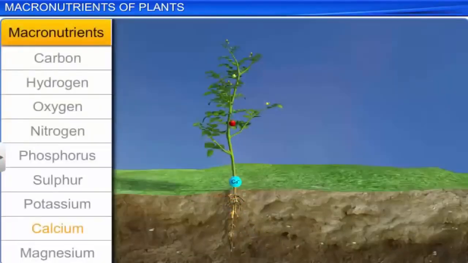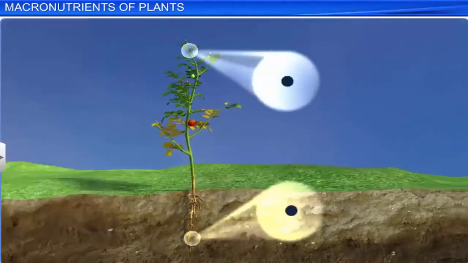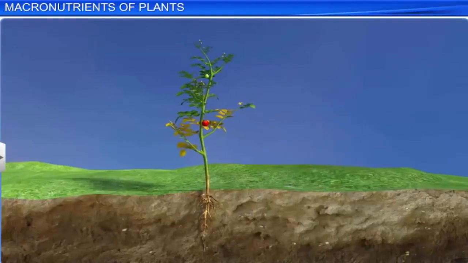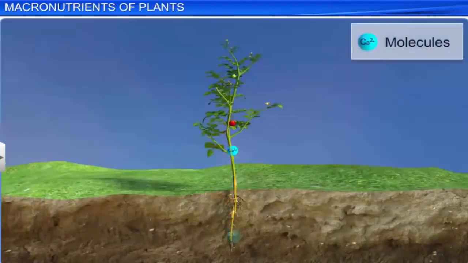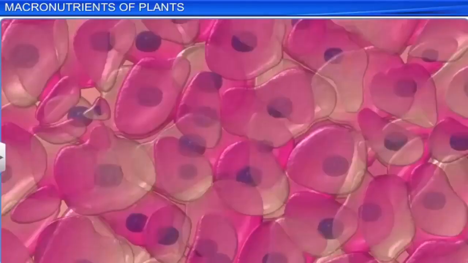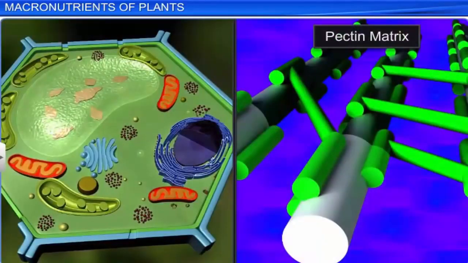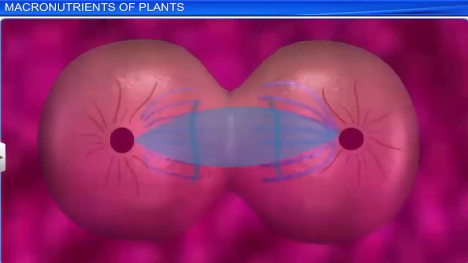Calcium is absorbed by plants in the form of calcium ions from calcium carbonate. It is needed in meristematic tissues and differentiating tissues. It accumulates in older leaves. Calcium plays an important role in cell division. It synthesizes pectin in the middle lamella of the cell wall and helps in the formation of the mitotic spindle.